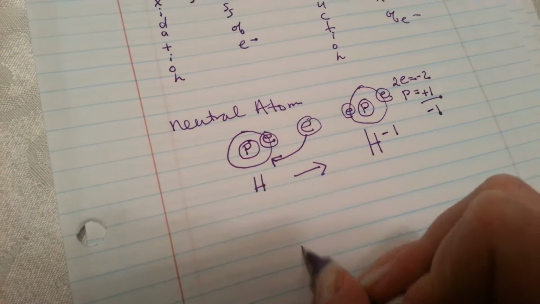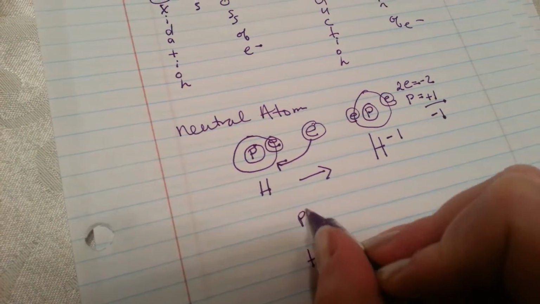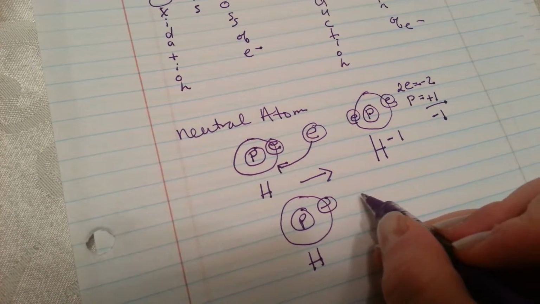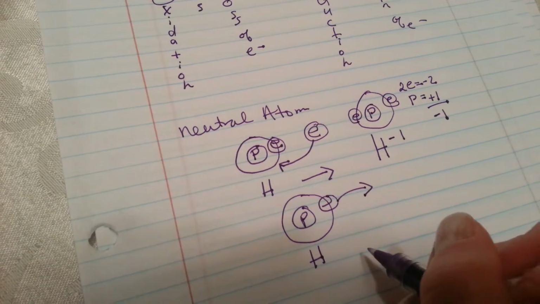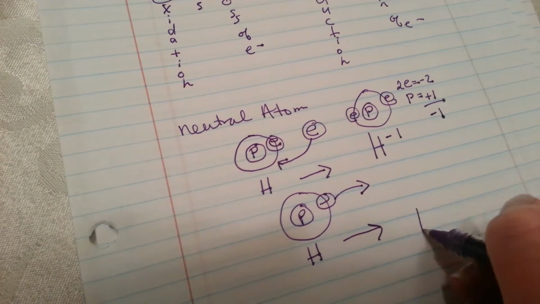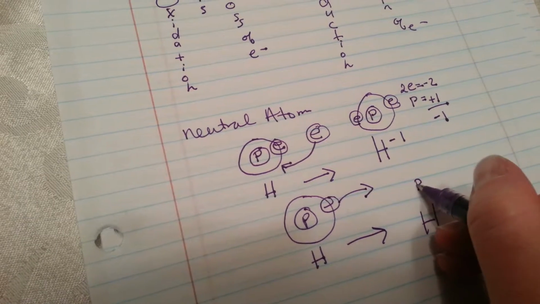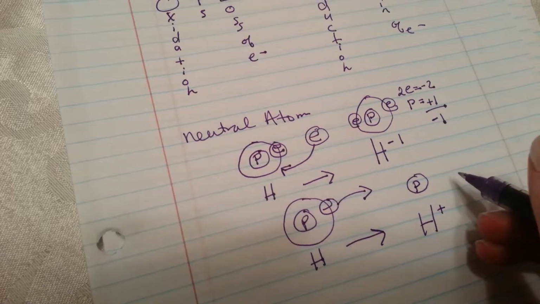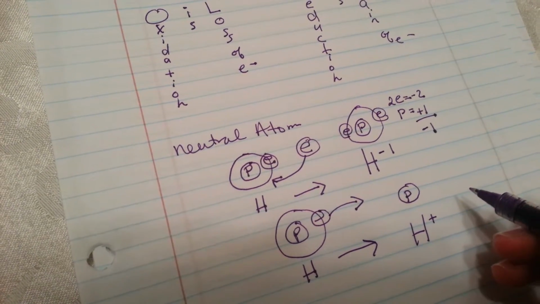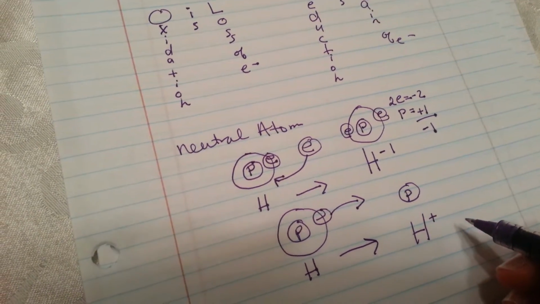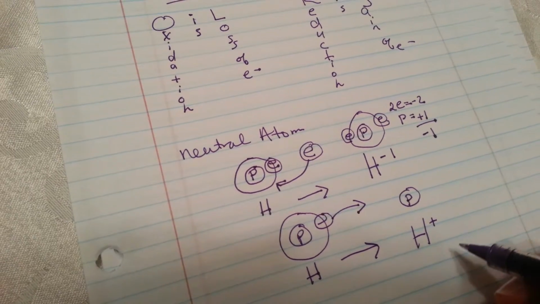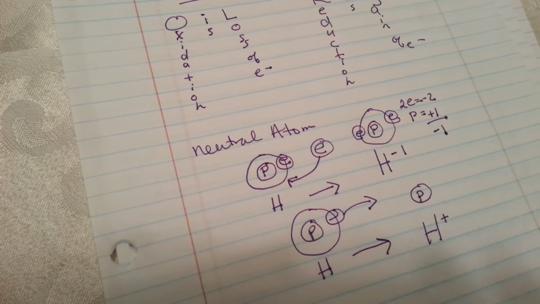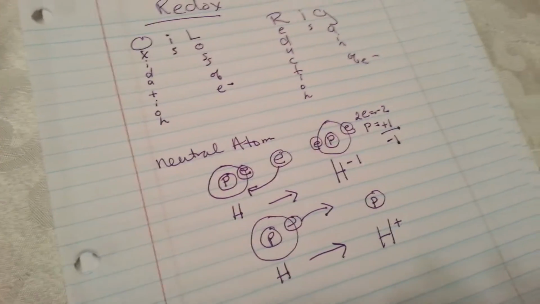But if I had the same hydrogen atom with 1 proton and its 1 little electron, and someone comes along and plucks off that electron, then this hydrogen is just a little proton with no electrons. It doesn't have any negative electrons. It has an overall charge of +1 just from the proton. So it has lost electrons. This particular hydrogen atom has undergone oxidation.